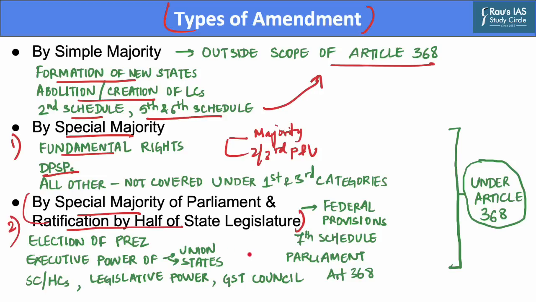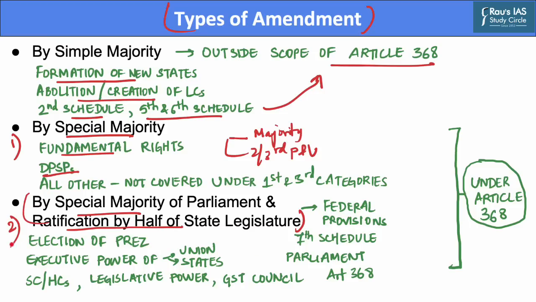If one or some or all of the remaining states take no action on the bill, it does not matter. The moment half of the states give their consent, this formality is completed. Also, there is no time limit within which the states should give their consent to the bill. The following provisions can be amended this way.